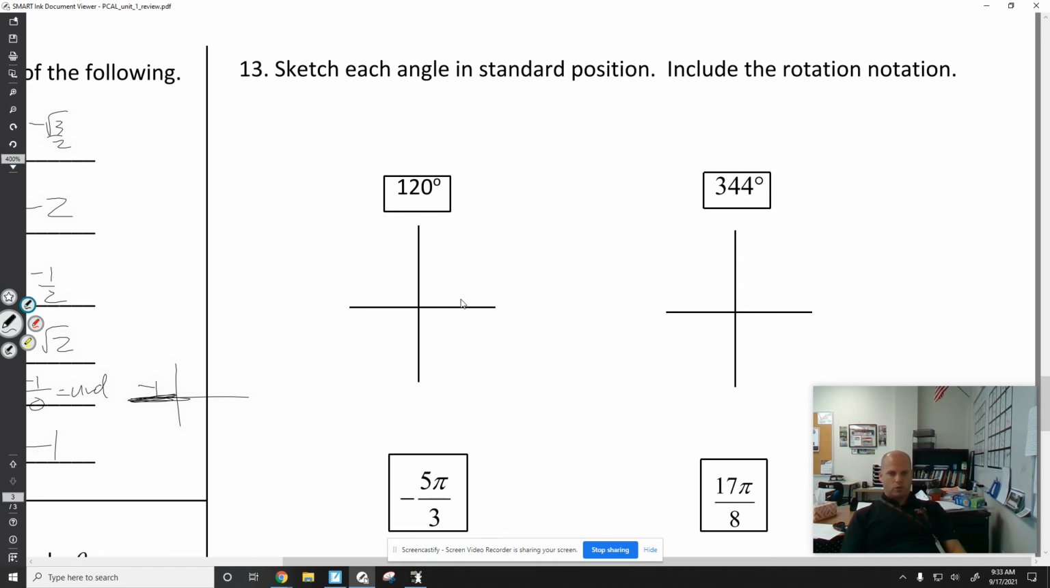What I'd want you to do is understand that 120 degrees is 60 degrees away from the x-axis. Here's the rotation notation, the angle measurement, the reference angle. 344 is what? Plus 6 is 350, so plus 16. So 16 degrees away from 360. Going all the way around, 344 degrees gives us there.